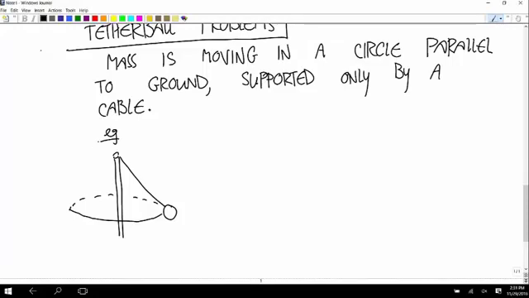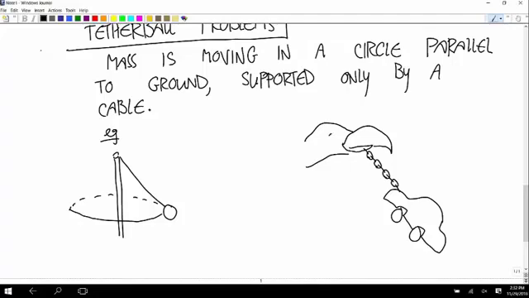But it can apply to any situation where you have something rotating in a horizontal circle connected only to a cable. So an example would be if you had a car that was connected to a chain being held in the beak of some kind of giant eagle. Okay, so as long as this car is moving in a circular path, it's horizontal, and it's only supported by a cable, that's a tetherball problem. Okay.